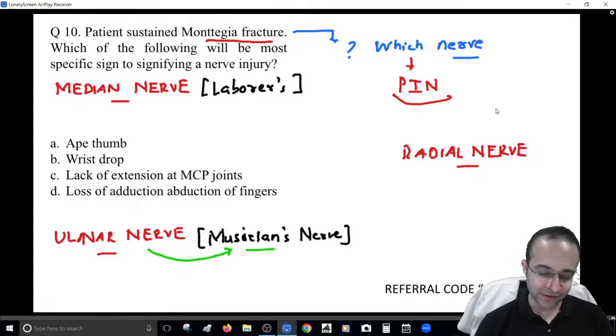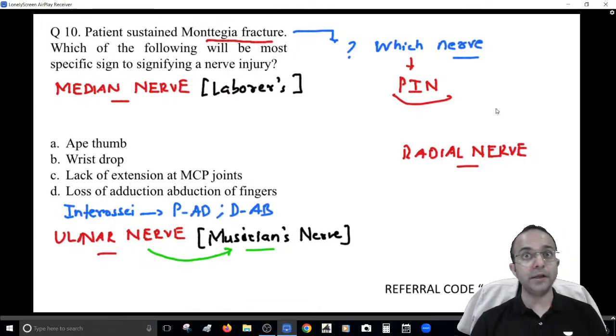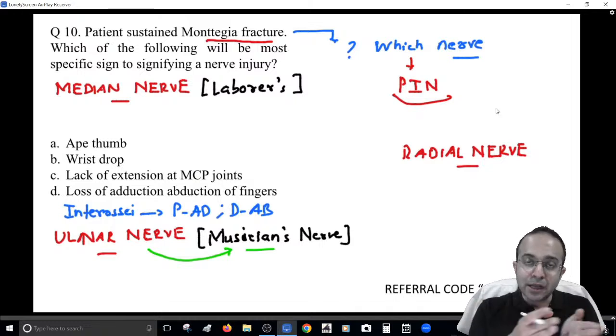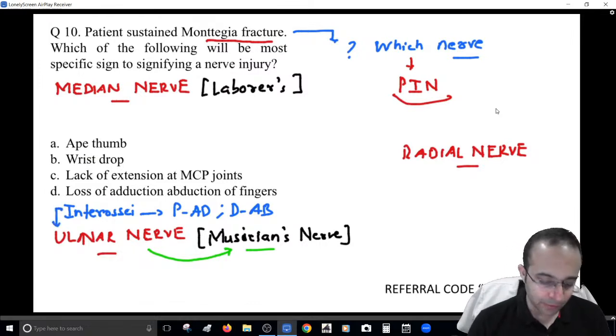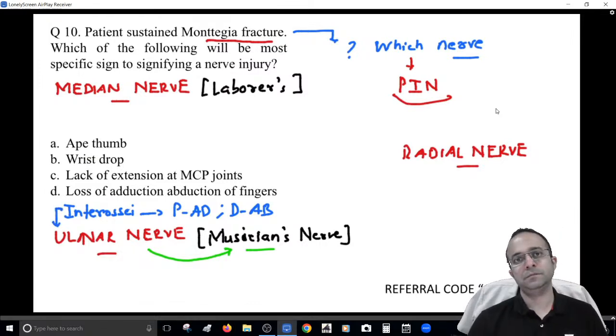I know you have heard of these muscles called interossei. There are palmar interossei that adduct the fingers. There are dorsal interossei that abduct the fingers. So this adduction and abduction of the digits is what comes from the interossei. And these interossei are supplied by the ulnar nerve.